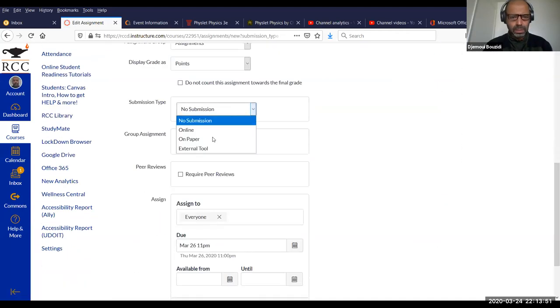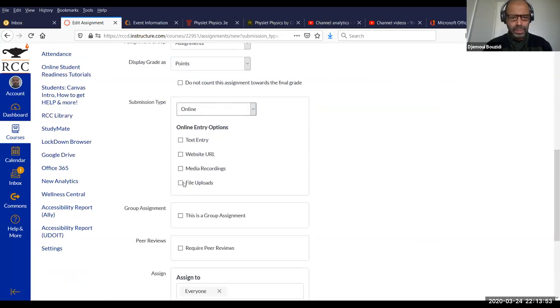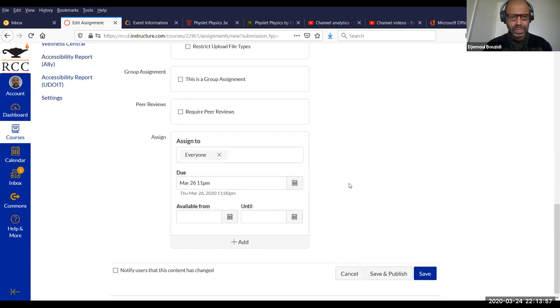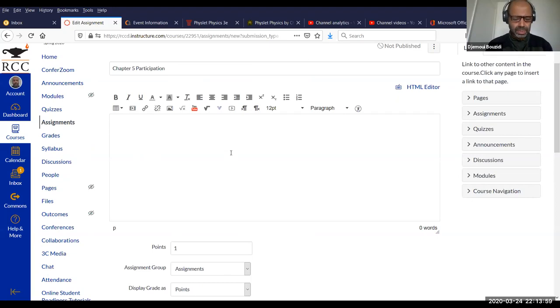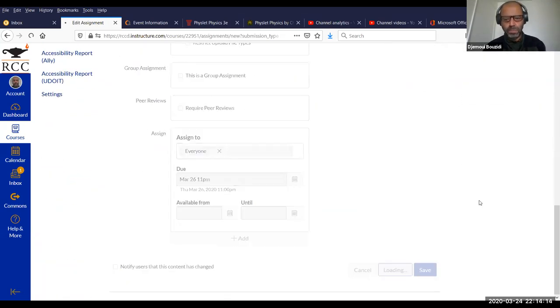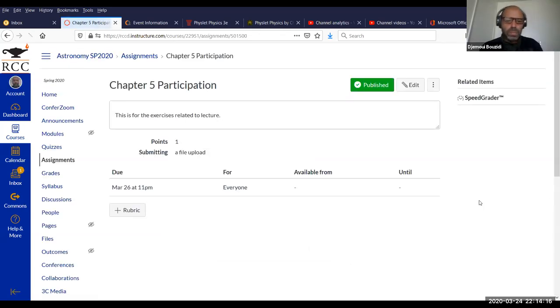I'm going to go into more options so that you're allowed to submit online, and it's going to be a file upload so that you can upload your files, scanning them or taking pictures of them. This is for exercises related to the lecture. Does this sound like a good plan for everybody? Yeah. Okay. So please follow up with this and make sure you do the problems in there.